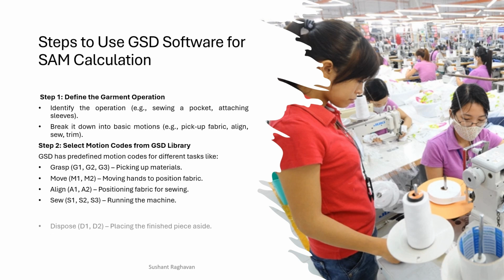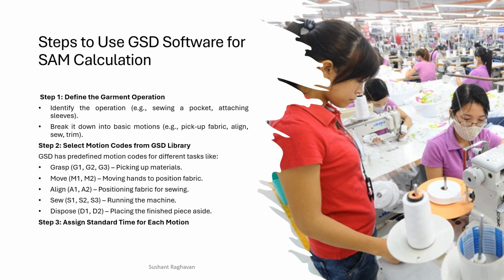Align, A1, A2, positioning fabric for sewing. Sew, S1, S2, S3, running the machine. Dispose, D1, D2, placing the finished piece aside.